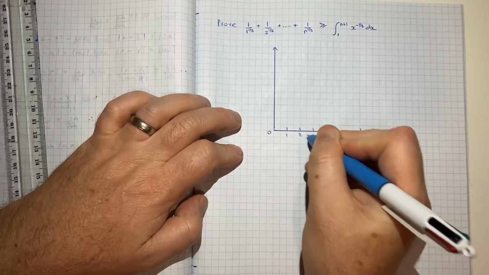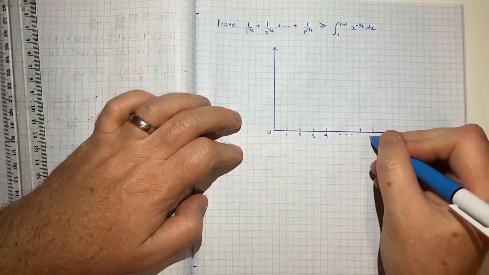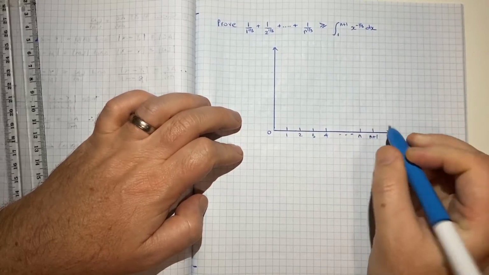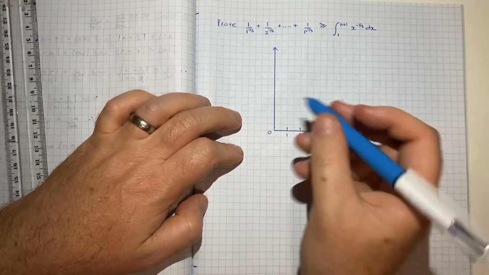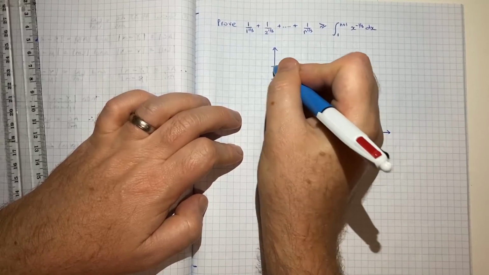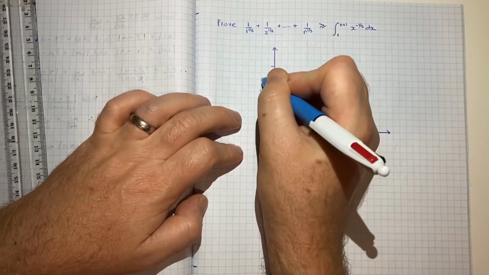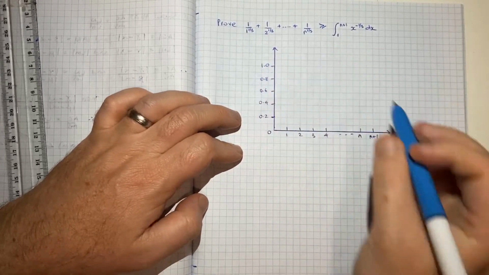So we go 1, 2, 3, 4, and this time notice our integral goes up to n plus 1. So we'll go to n and then n plus 1. Here we'll go 0.2, 0.4, 0.6, 0.8 and 1.